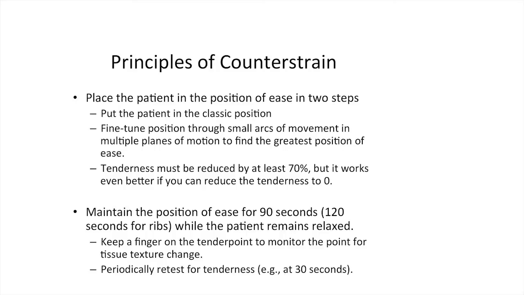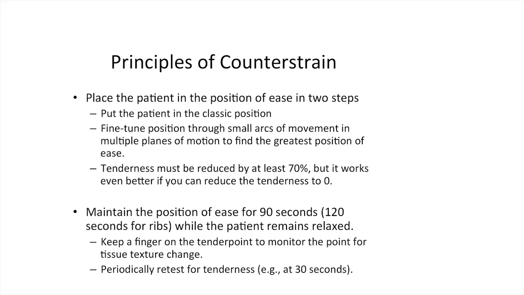Place the patient in the position of ease in 2 steps. First, put the patient in the classic position. Then, fine-tune the position through small arcs of movement in multiple planes of motion to find the greatest position of ease. Tenderness must be reduced by at least 70%, but it works even better if you can reduce the tenderness to 0.